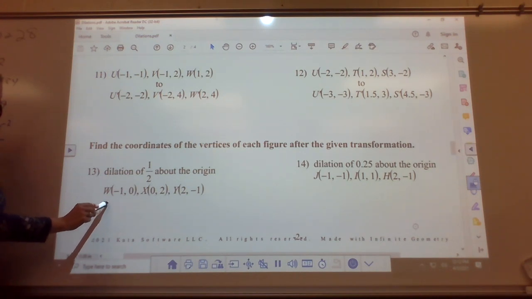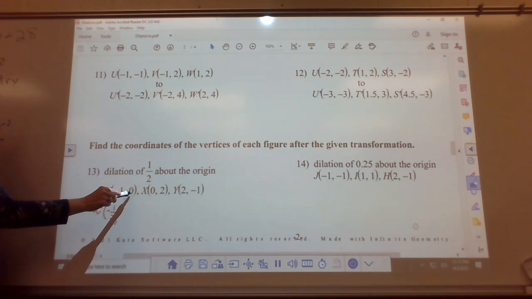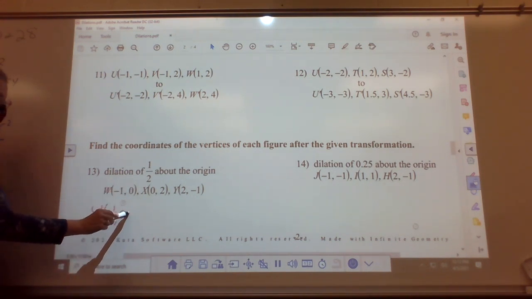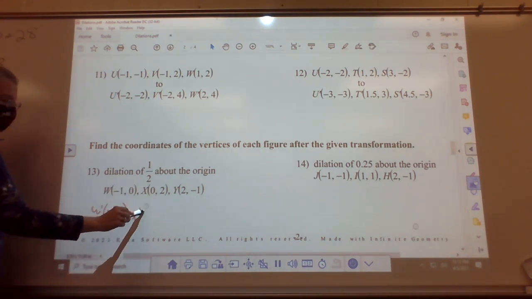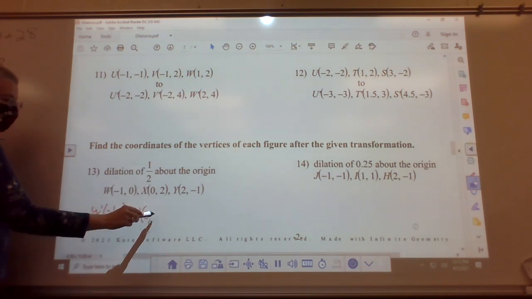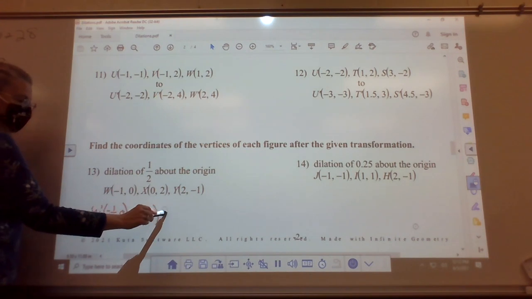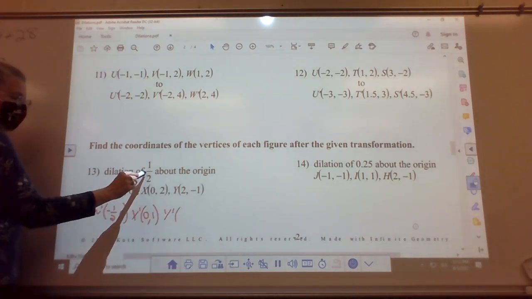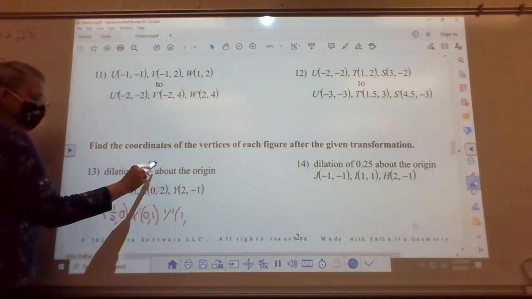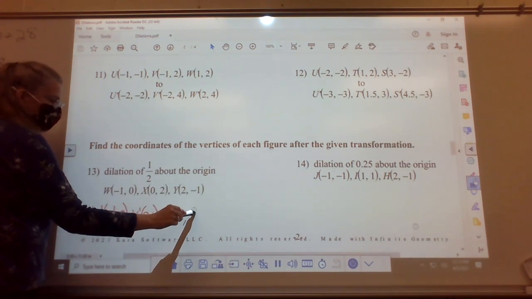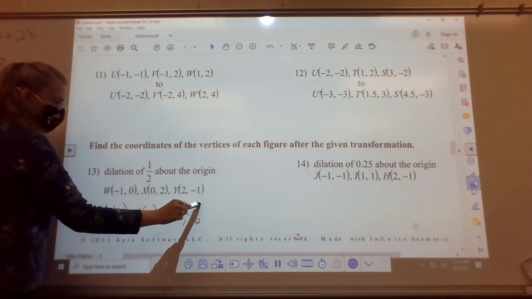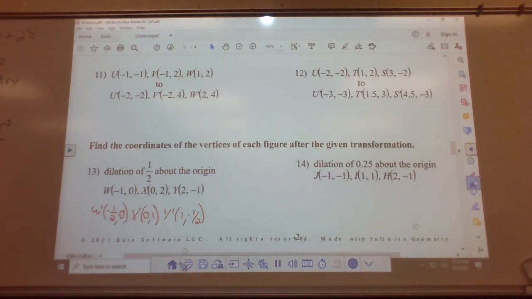So the new W is at -1/2. Remember, 0 doesn't move. The new X, 0 didn't move. 1/2 of 2 is 1. The new Y, 1/2 of 2 is 1. Half of negative half is negative fourth. So all you have to do is just multiply everything by half.